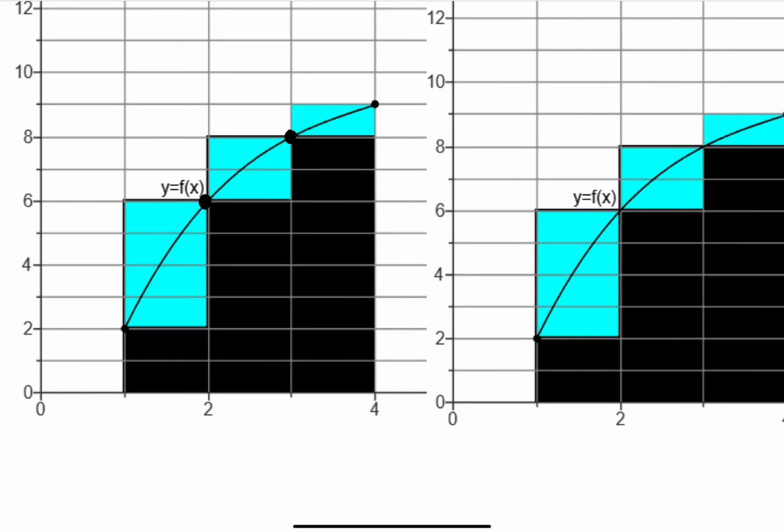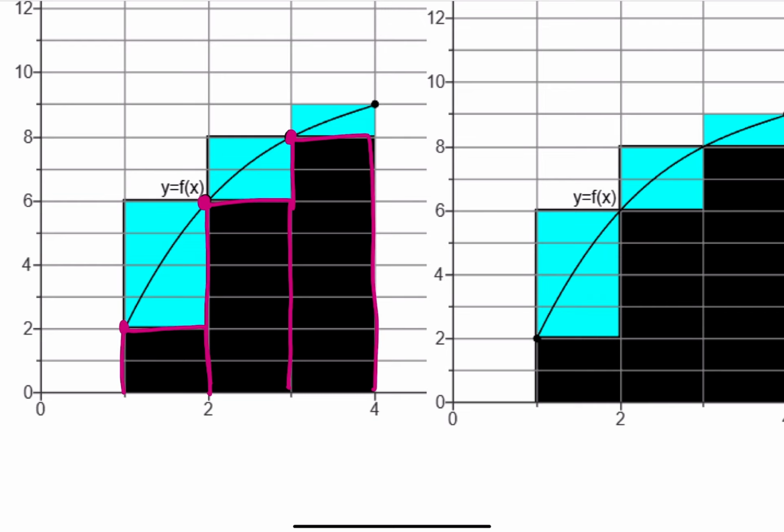So the first one is going to be the left area. That means this is my function value, this is my function value, this is my function value. This is the height, and I'm trying to find the area of this rectangle. This is the height, trying to find the area of this rectangle. This is the height, trying to find the area of this rectangle.